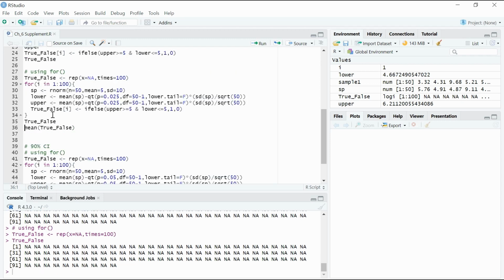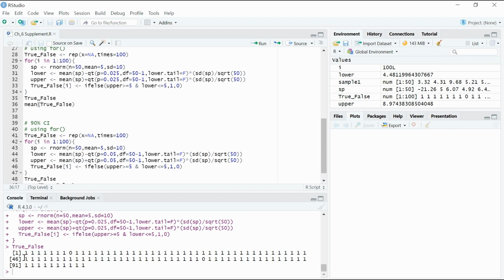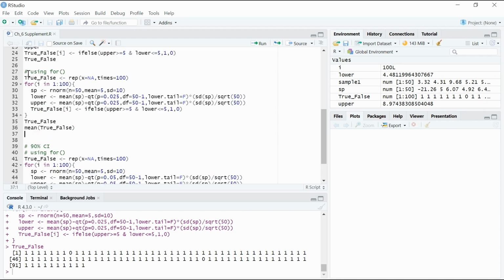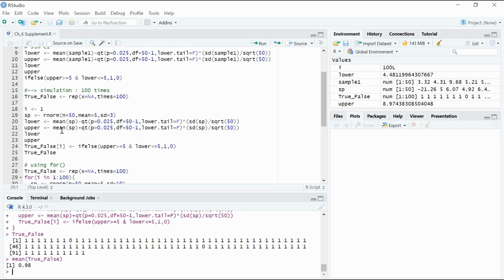Okay, let's run this code now, and you can see that the true false vector has this kind of 0 or 1 value here. Because this is composed of 0 or 1 values, if we check the mean of the true false vector, we can see the percentage of 1, the frequency of 1 appearing in this vector. If you check the mean, you can see that it is 0.98. But it is somewhat different from 95% because the sample size is not that big. So if you want more accurate information, you can increase it to 1,000 or 10,000.